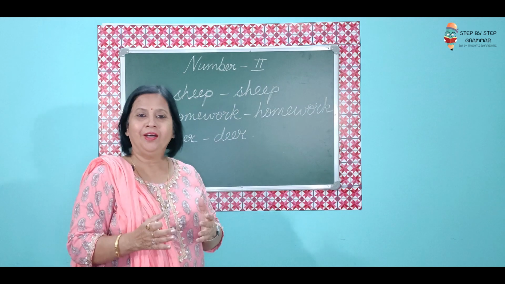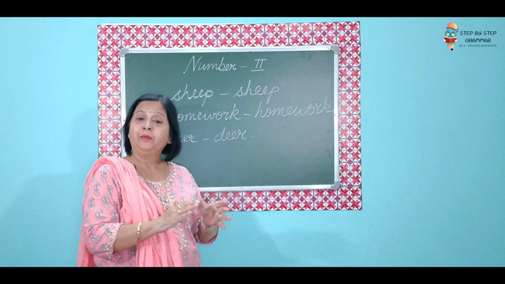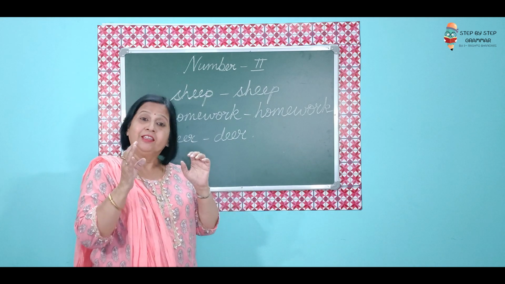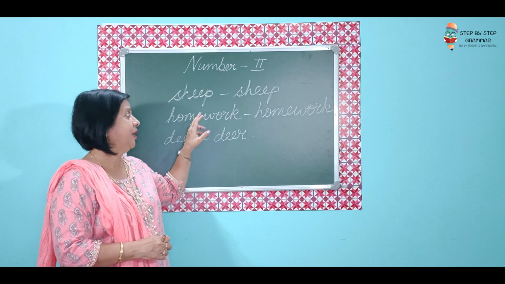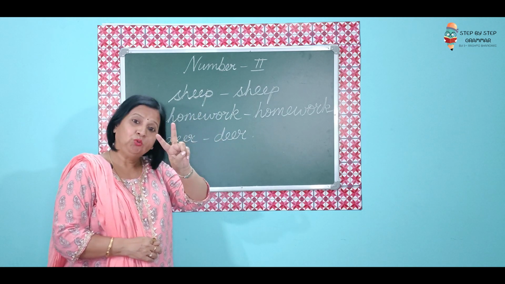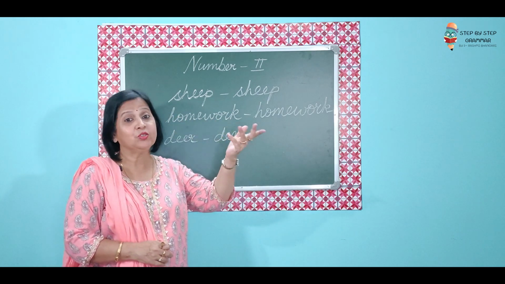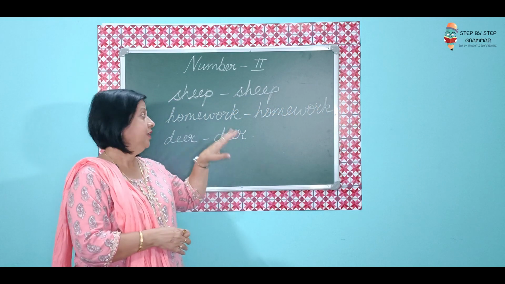There are some words or nouns that we say which have the same form. That means they do not change. The singular also is the same and the plural word also is the same. For example, sheep. 1 sheep, 2 sheep, 3 sheep, and so on. Deer, 1 deer, 2 deer, many deer, few deer.